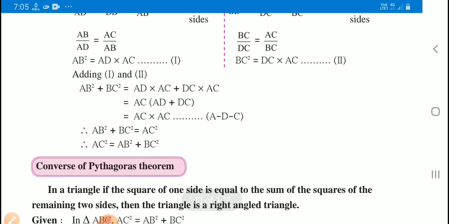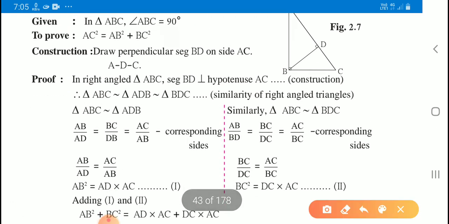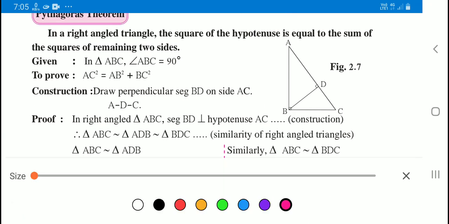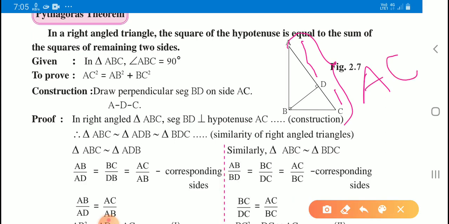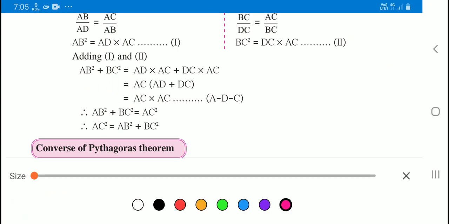AB square plus BC square is equal to AD into AC plus DC into AC. Here AC is common in between that, and AD plus DC, look in the figure, AD means this length plus DC means you will get AC. So here what will come there? Look here, they had written AD plus DC means AC. So AC into AC means AC square. That only we want to prove: AC square is equal to AB square plus BC square.